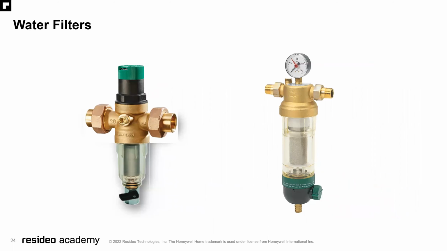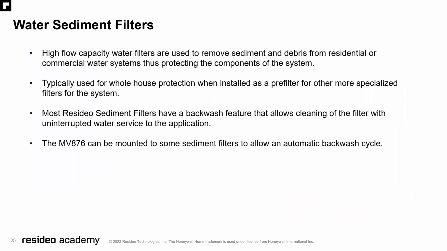Water filters. Water sediment filters. High flow capacity water filters are used to remove sediment and debris from residential or commercial water systems, thus protecting the components of the system. Typically used for whole house protection when installed as a pre-filter, or for other more specialized filters for the system. Most Resideo sediment filters have a backwash feature that allows for the cleaning of the filter with uninterrupted water service to the application. The MV876 can be mounted to some sediment filters to allow an automatic backwash cycle.